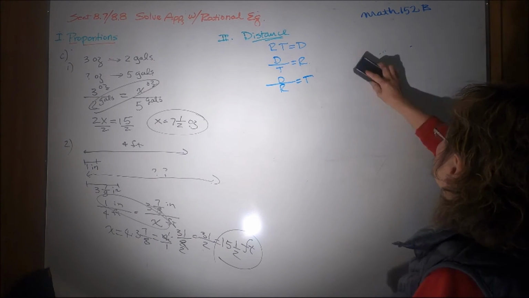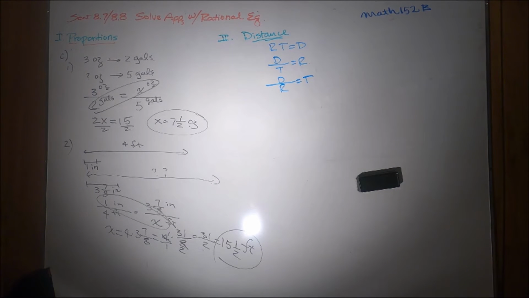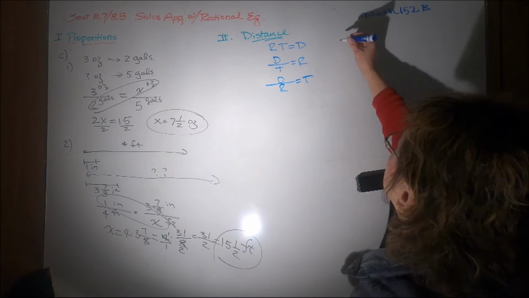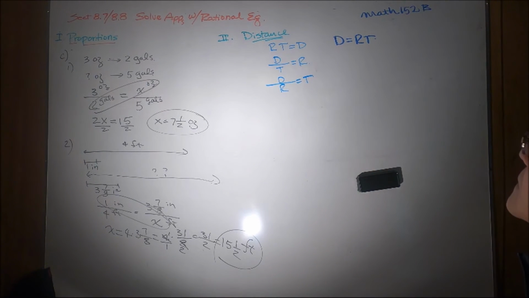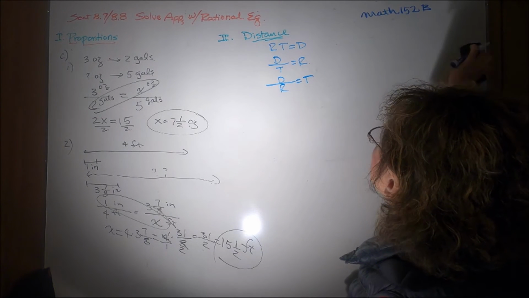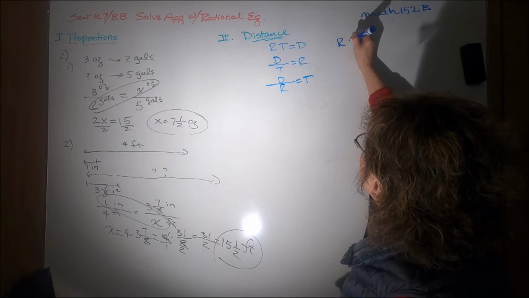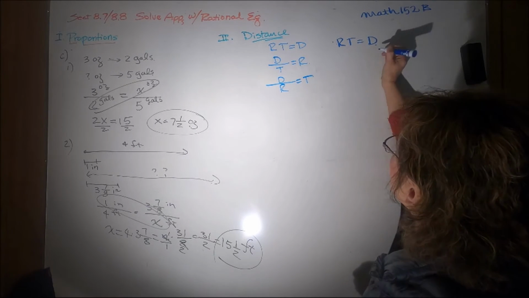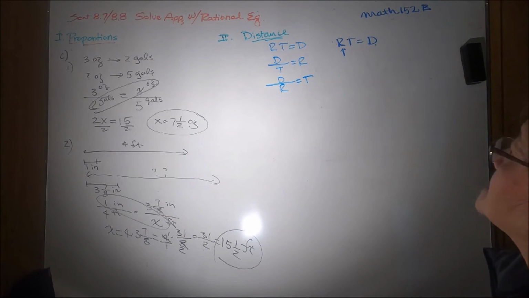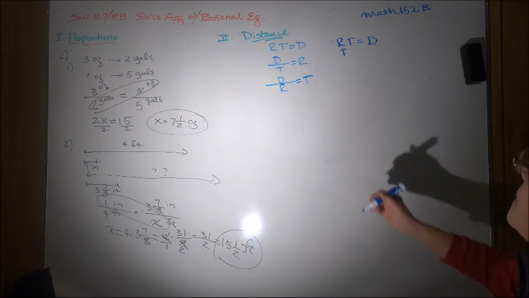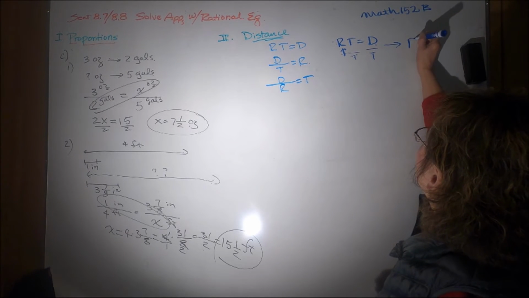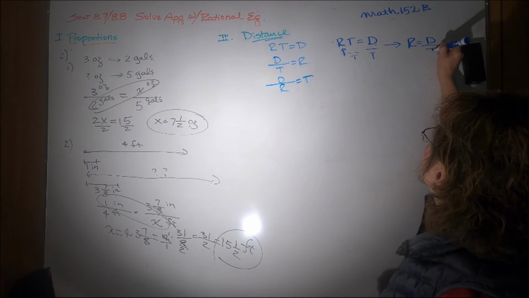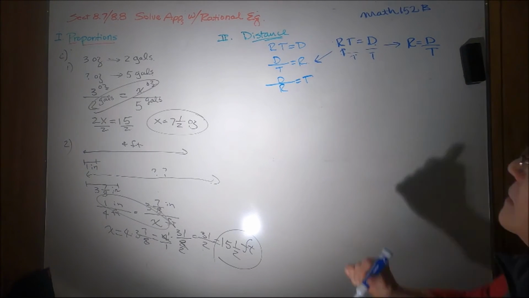So what we do is this way. Usually we write what? Distance is your rate times time, right? Or I can just write, say, RT equals D. If I want to get R by itself, how would I do? I would divide it by T, right? So I will have what? R equals D over T. That would be that one, right?